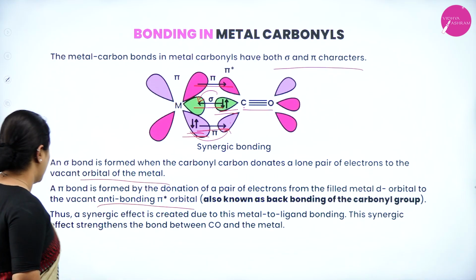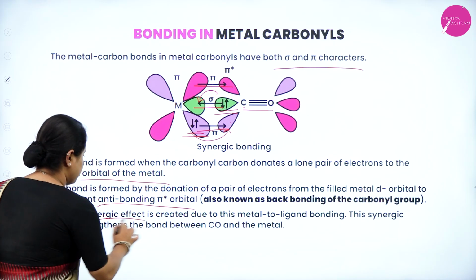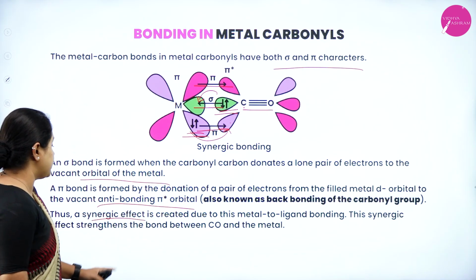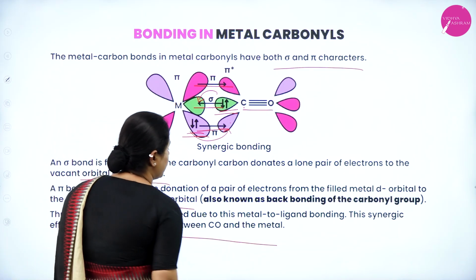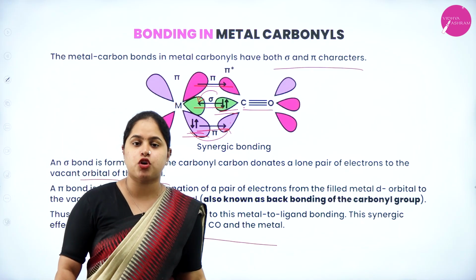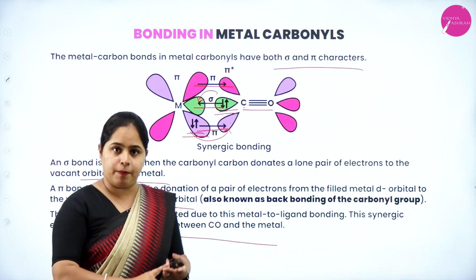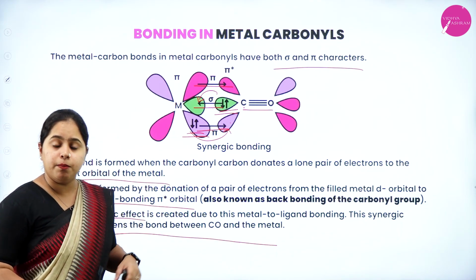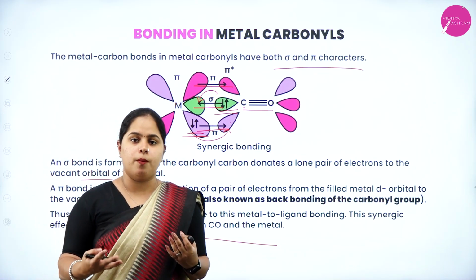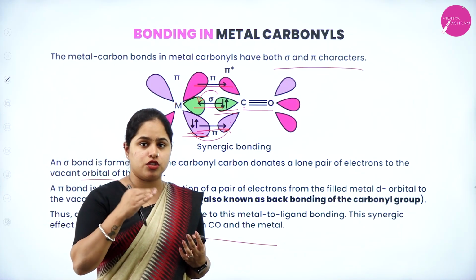That is how this synergic effect is formed due to the metal to ligand bonding, and this synergic effect strengthens the bond between the carbonyl CO and the metal. That is why this bond will be very strong, because there will be sigma and pi. And another important point to remember is, generally as I told you, in a coordination compound, the ligand will donate the electrons to the metal.